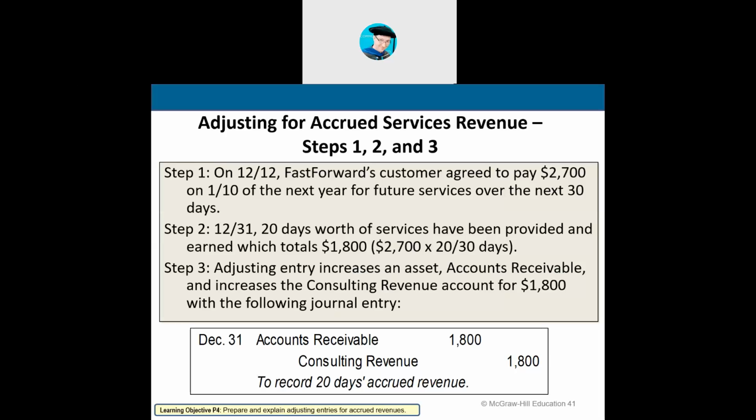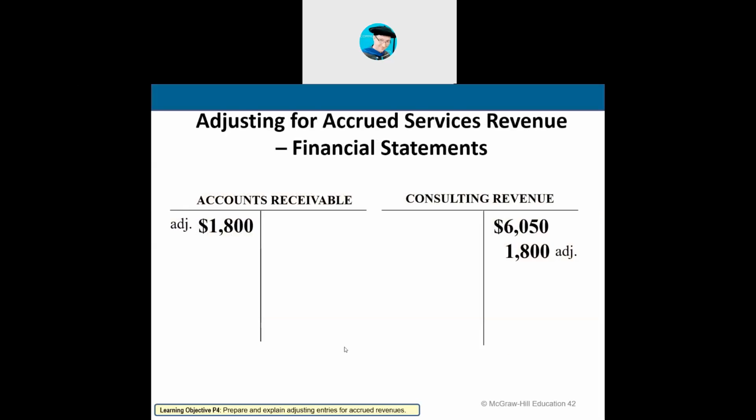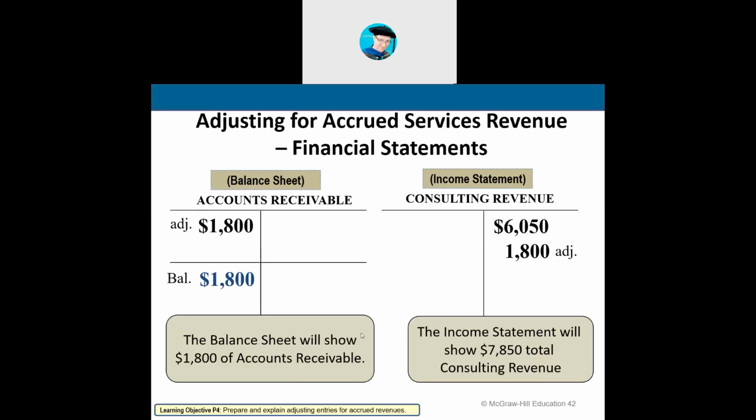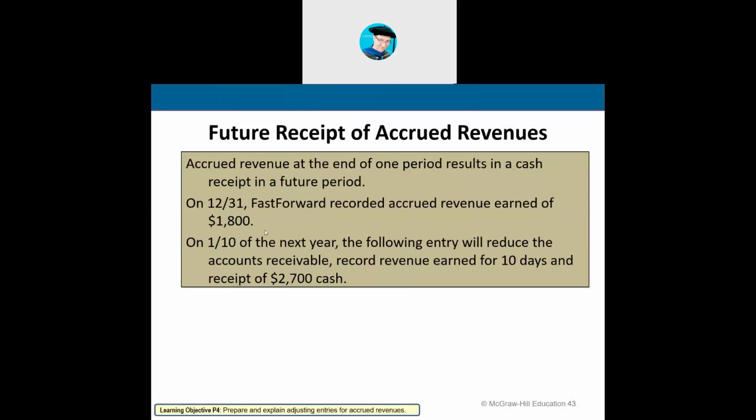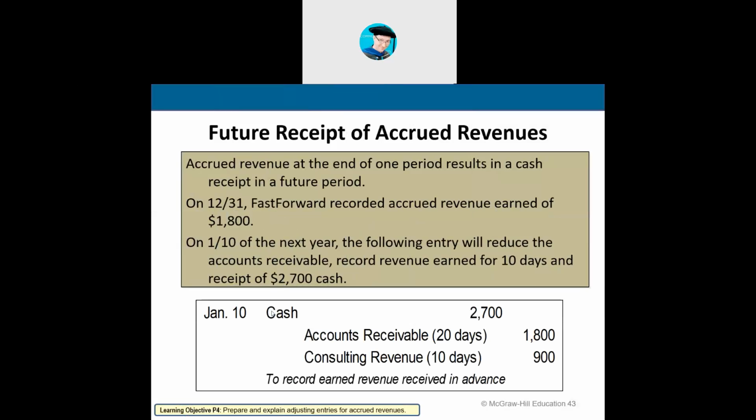So great, that's wonderful. At the time the contract is made, we would debit accounts receivable for that customer because they're not paying us in cash up front. I mean, sometimes they are, but that would actually be unearned. Since this is accrued revenue, we debit accounts receivable for that customer and credit consulting revenue. Of course, that's what it looks like visually. Future receipt: the customer is paying us at the end of what appears to be about a month's worth of consulting. So we debit cash, $2,700, credit the accounts receivable balance, and credit consulting revenue.